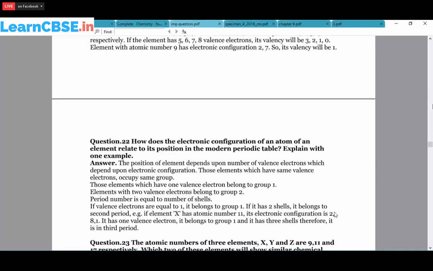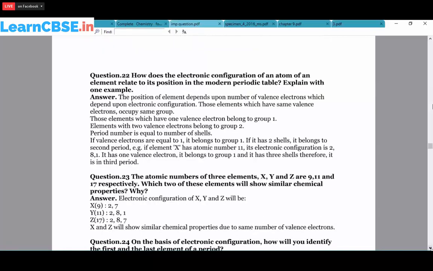Because we are placing the electrons as 2, 8, 1. So 1, 2, 3, there are 3 shells. So it's present in the third period and it is in group 1.